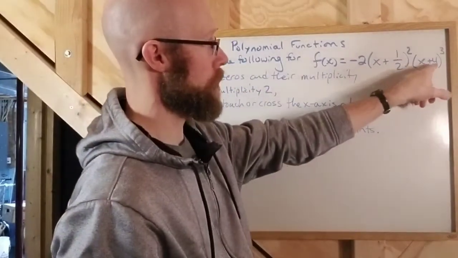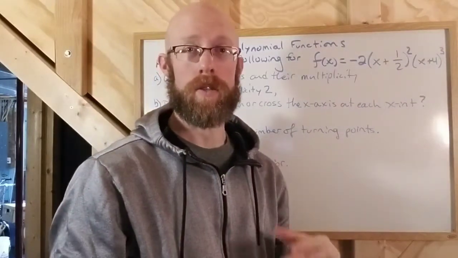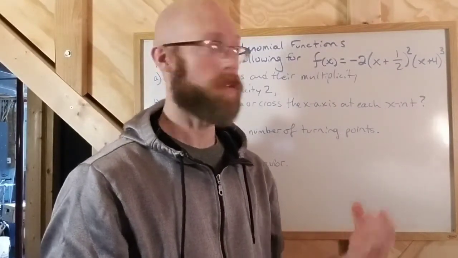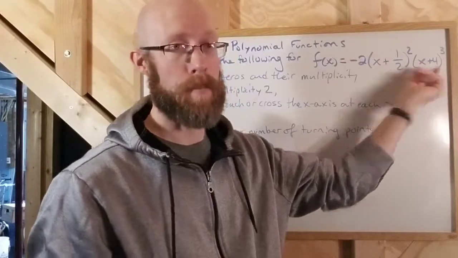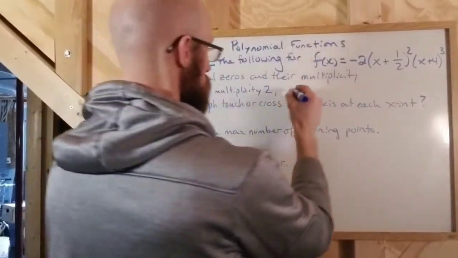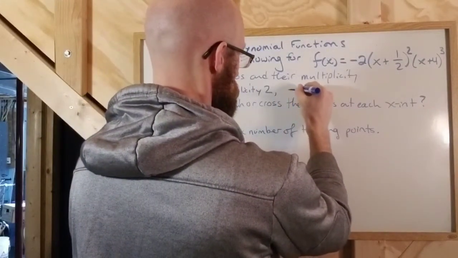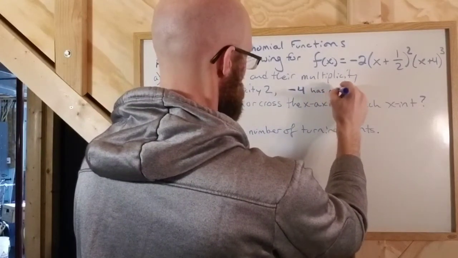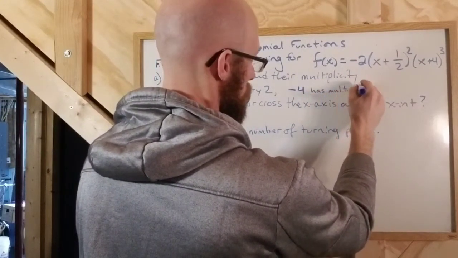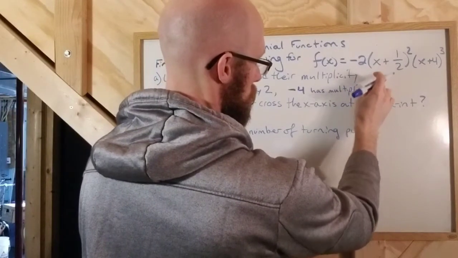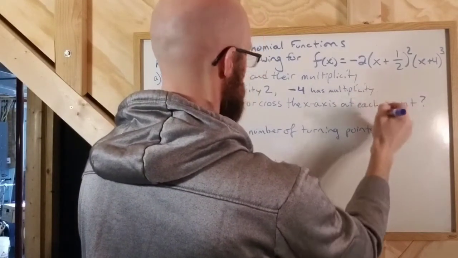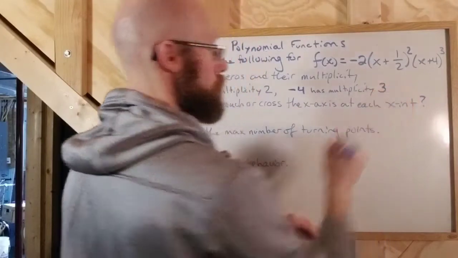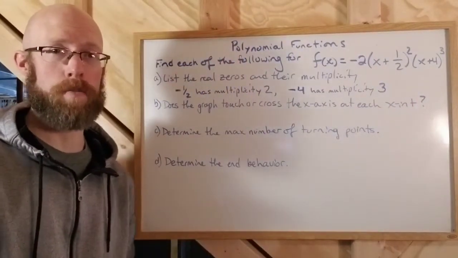Over here, x plus 4, that gives me a 0 of -4. Remember, -4 would be the opposite of what's in the parentheses. So -4 is the 0, and it has multiplicity of 3, because 3 is the corresponding exponent on that factor.